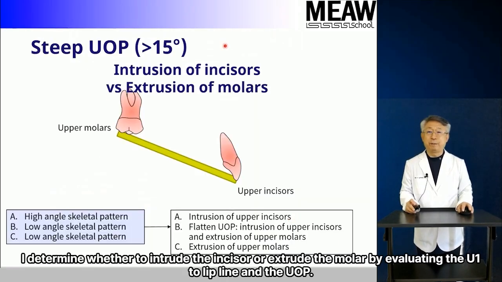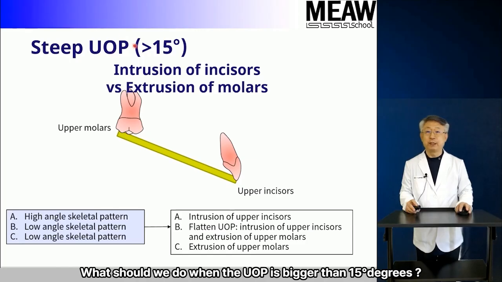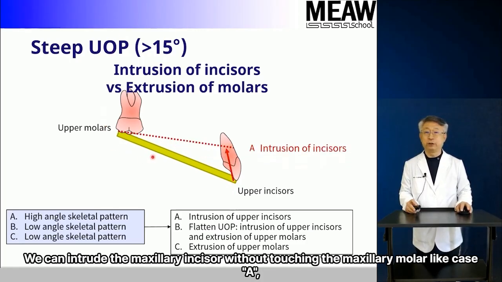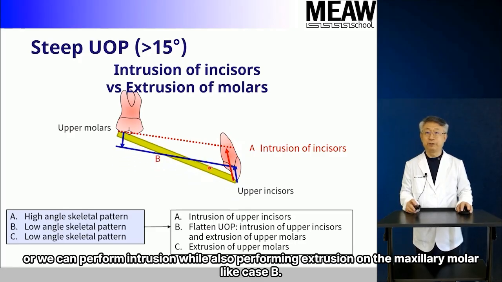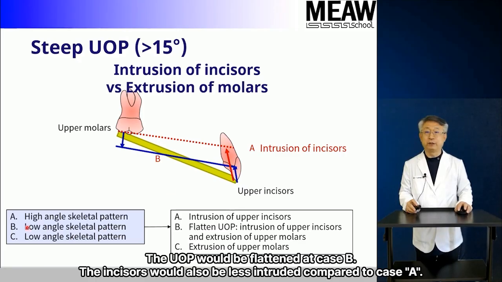I determine whether to intrude the incisor or extrude the molar by evaluating the U1 to lip line and the UOP. What should we do when the UOP is bigger than 15 degrees? We can intrude the maxillary incisor without touching the maxillary molar like case A. Or we can perform intrusion while also performing extrusion on the maxillary molar like case B. The UOP would be flattened at case B. The incisors would also be less intruded compared to case A.